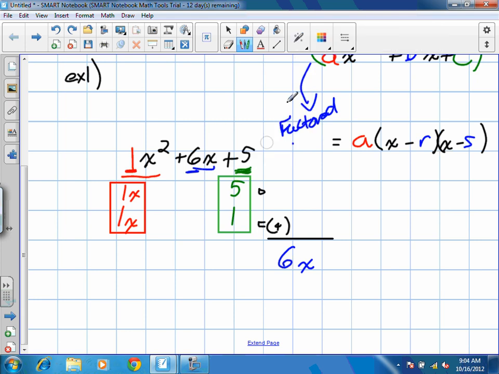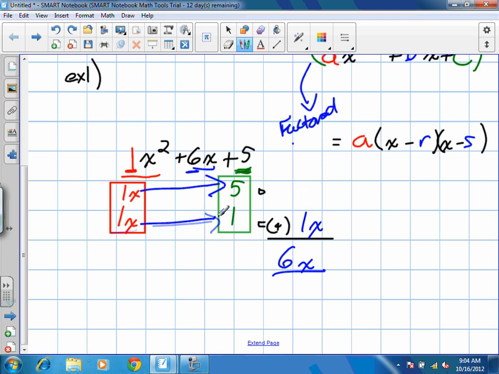What I mean by that is I take 1 and I multiply it by 5. What is 1x times 5? 5x. And what is 1x times 1? Do they add up to 6x? Perfect. So we know that these will be the factors of this.